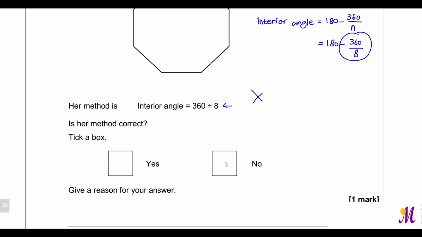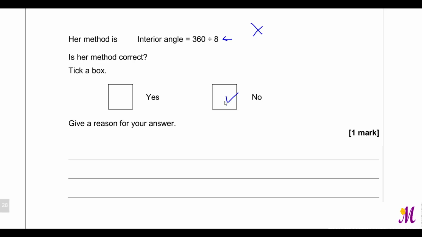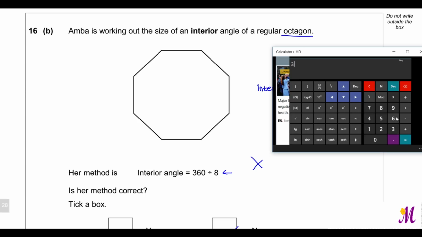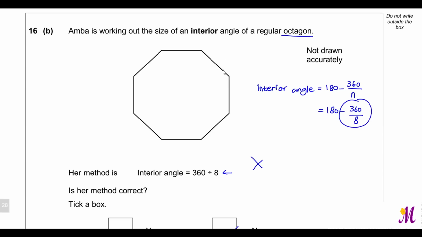Let's tick the box. No. Our reason why we say no, her method is not correct, is because she used only part of the formula. And intuitively we can see that her method is totally wrong, because if she really used this, 360 divided by 8 is 45. Can you see this as 45? It's an obtuse angle, which is more than 90 degrees. So 45 degrees for this angle can't be the case. That could be the reason why her method is not correct.